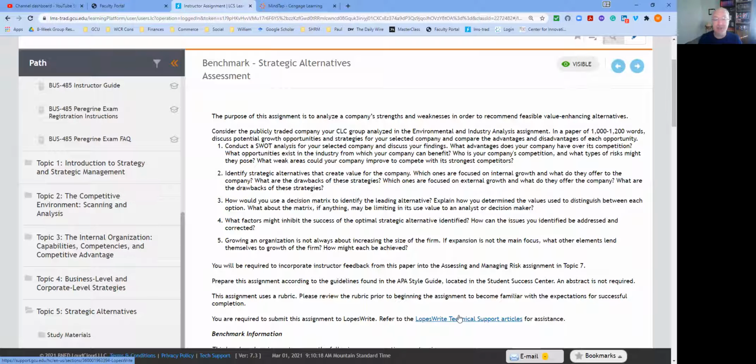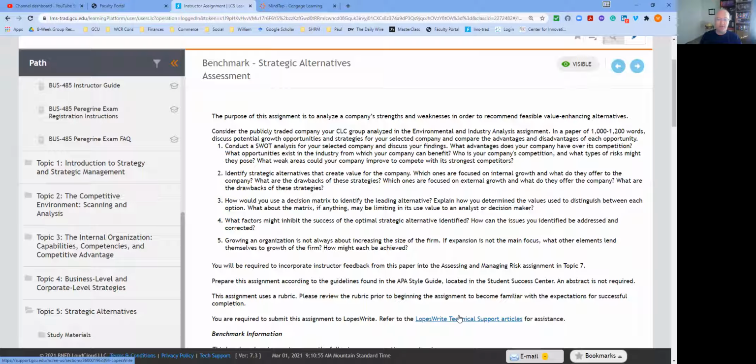Answer how you use the decision matrix to identify the leading alternative. Explain how you determine the values used to distinguish between each option. And what is it about the matrix, if anything, that may be limiting its use in your analysis or your ability to make this decision? You need to look at what factors might inhibit the success of the strategic alternative that you identify. And how can the issues that are identified be addressed and corrected?